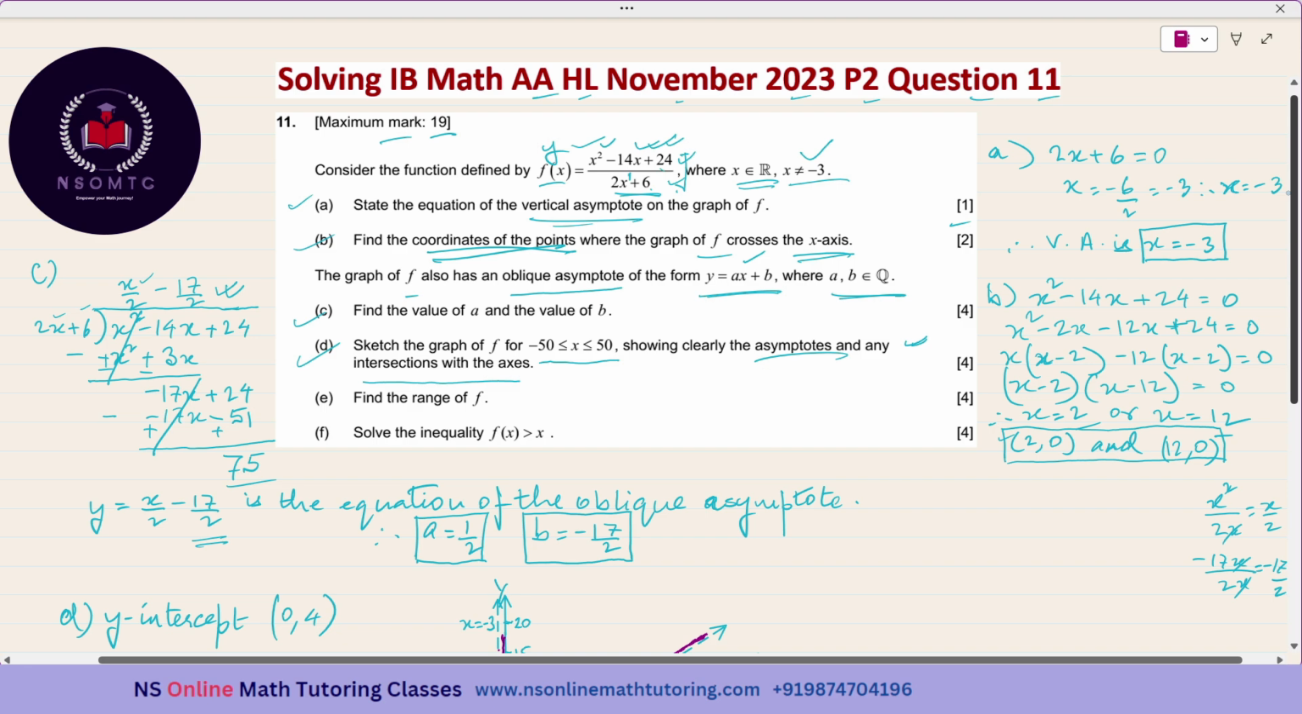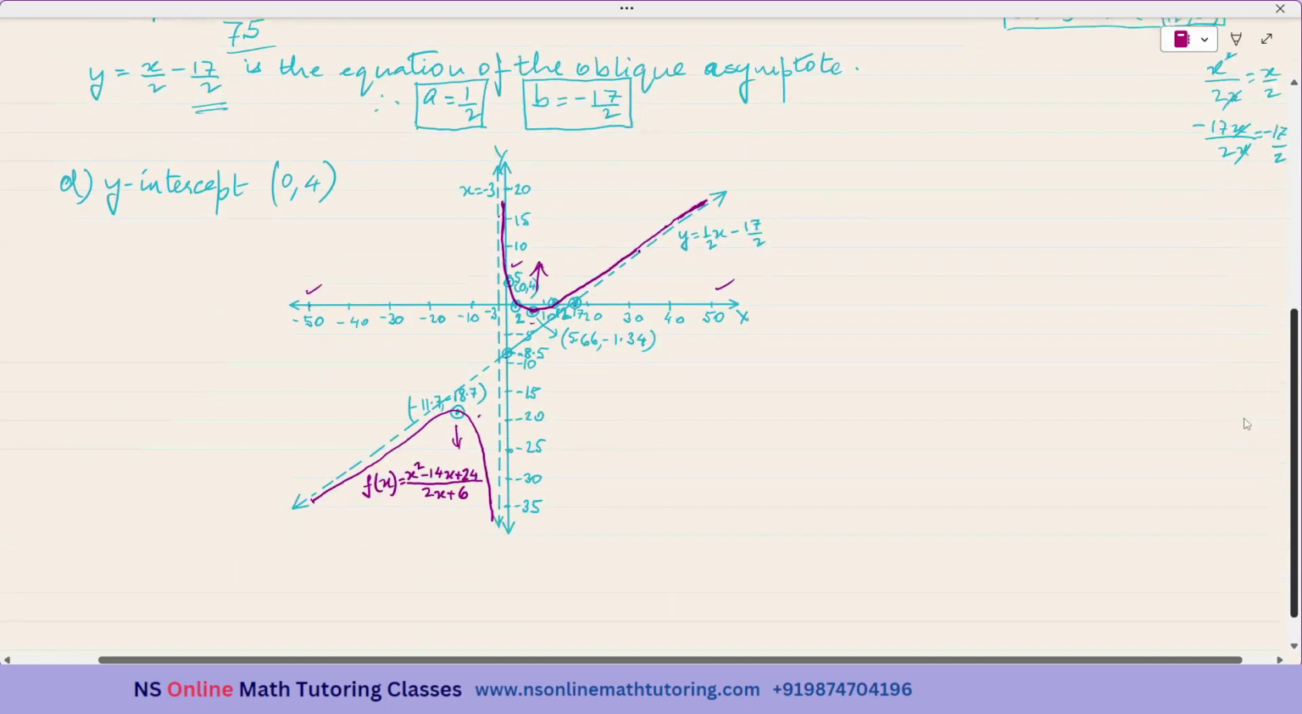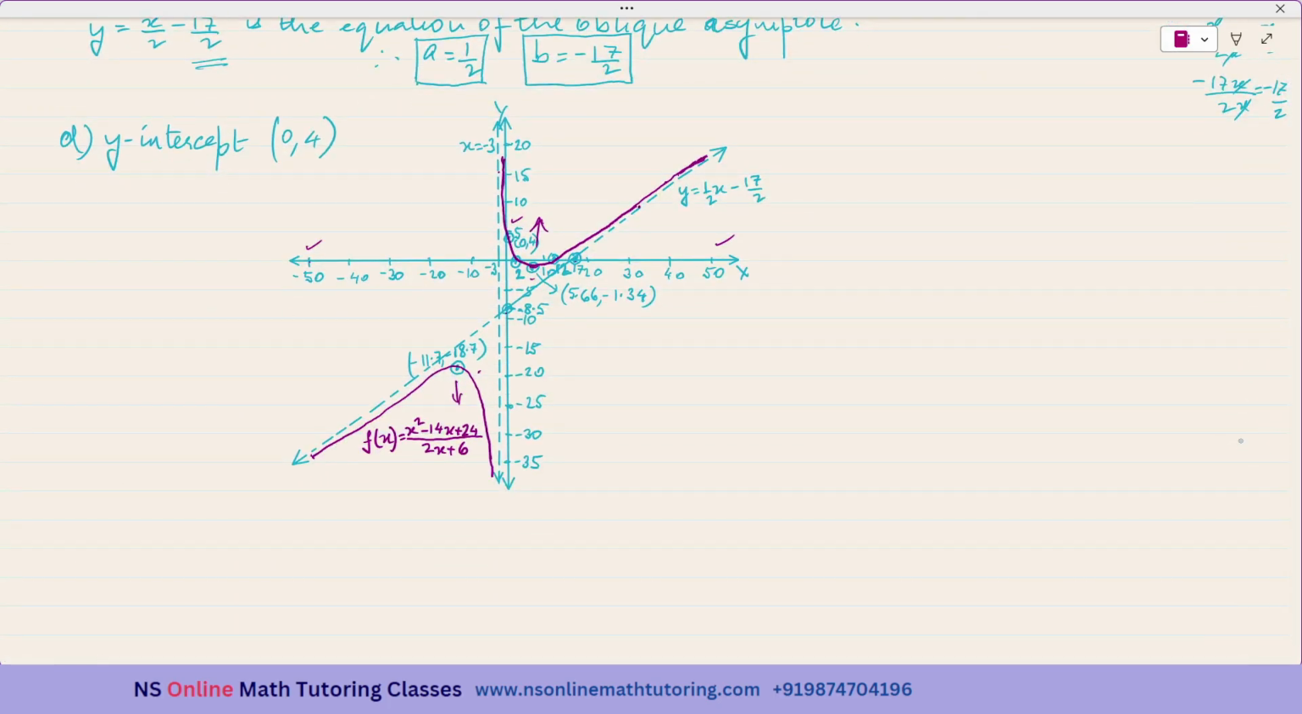So now we come to the subpart E, find the range of f. Okay, for this you do not have to take the domain as from negative 50 to positive 50. The domain of f of x is all real numbers except x equal to negative 3, which is the vertical asymptote. So we are now having the graph, so we can of course give the answer.